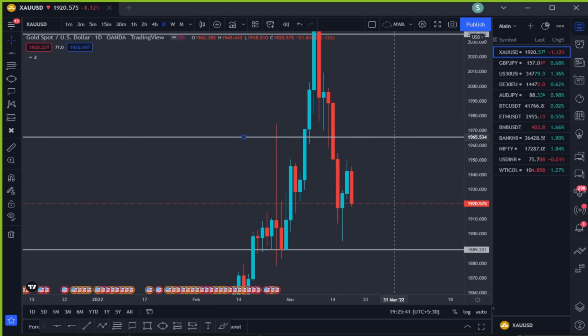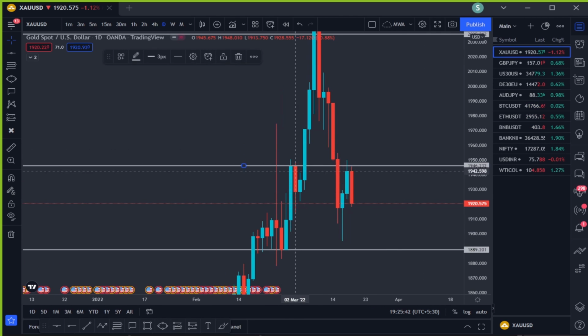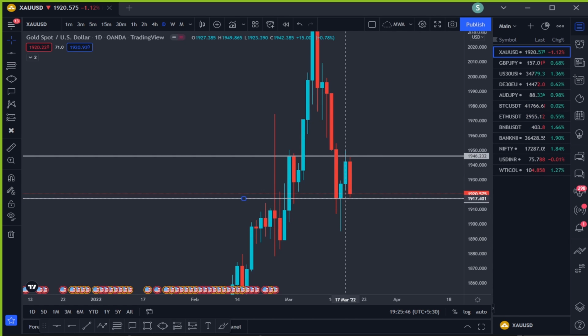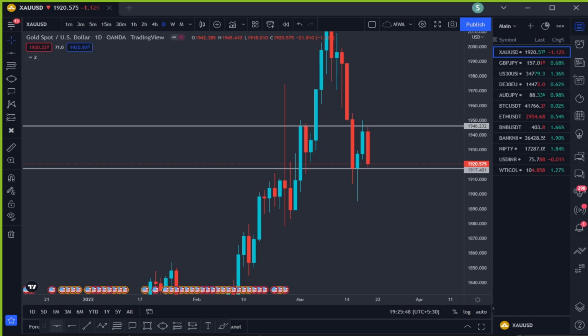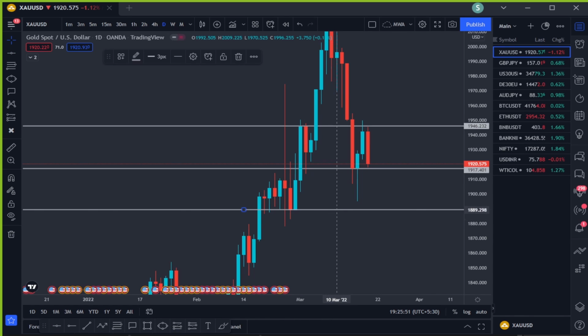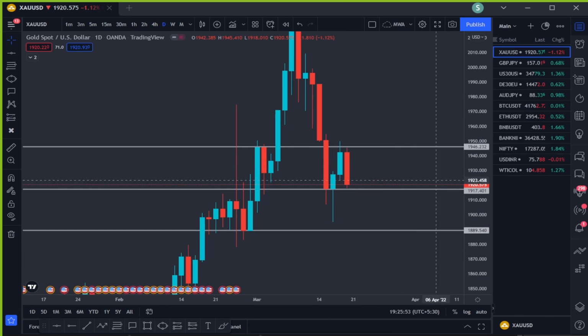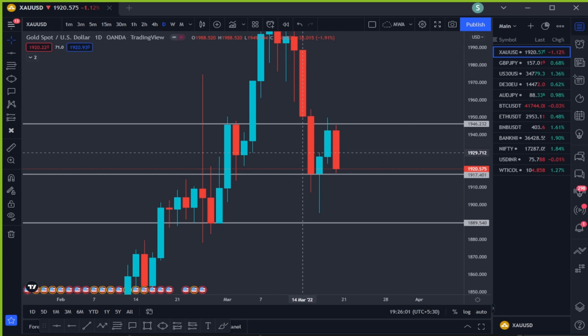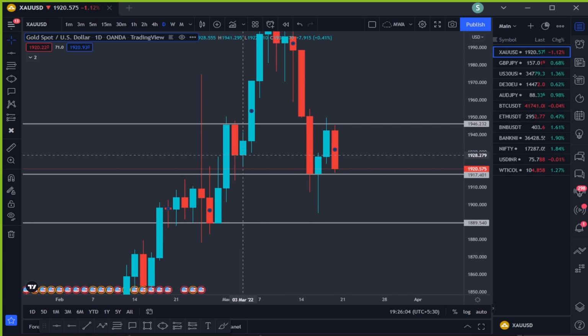On the daily, guys, this was a resistance level before, and as we can see, this is going to be a support level. So let me mark these levels first, and then I'm going to explain to you what happened here. As you can see this red candle, once this red candle closed below the support, we were expecting the price to move to the next support level, which is right here.